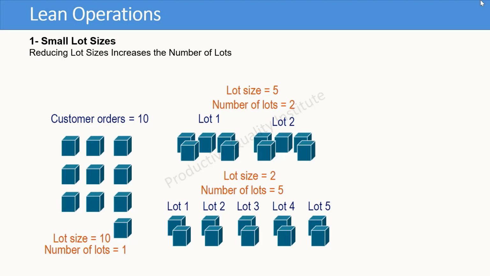Reducing lot sizes leads to an increase in the number of lots. If we have a customer order for 10 pieces and we produce them with a lot size of 10, this means that we have only 1 lot. However, if we divide the production into 2 lots, each will have a lot size of 5 pieces, and if we divide it into 5 lots, each lot size will be only 2 pieces.